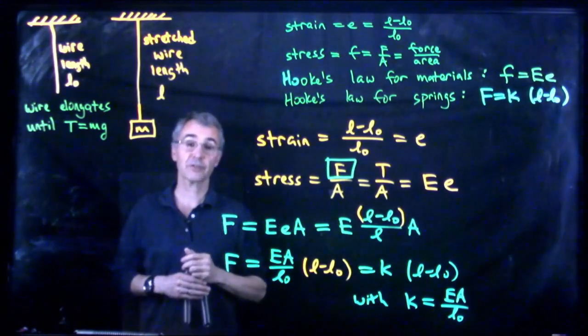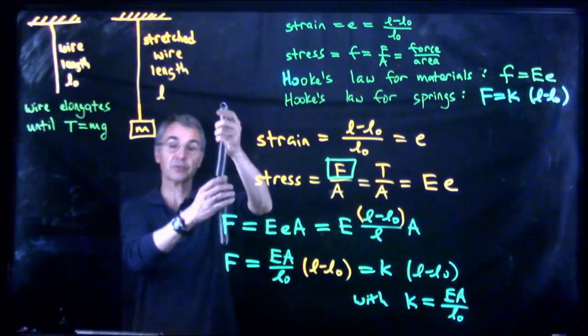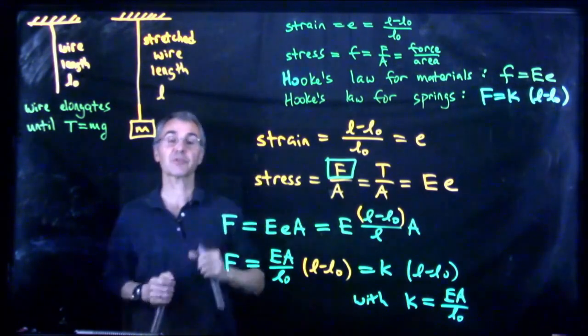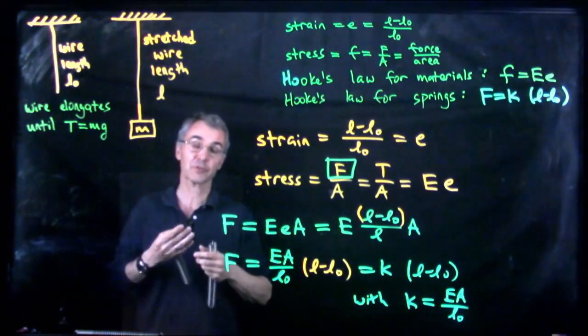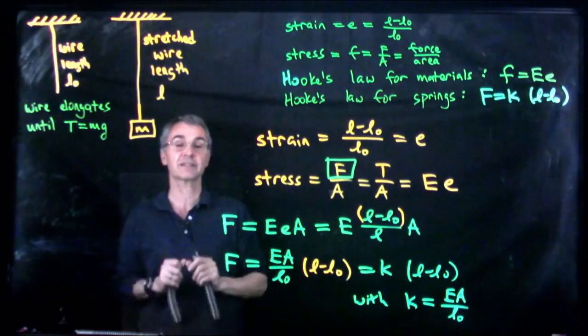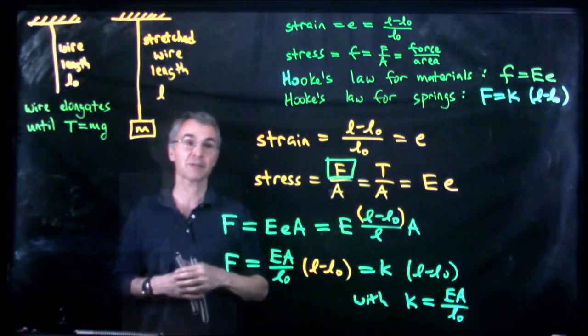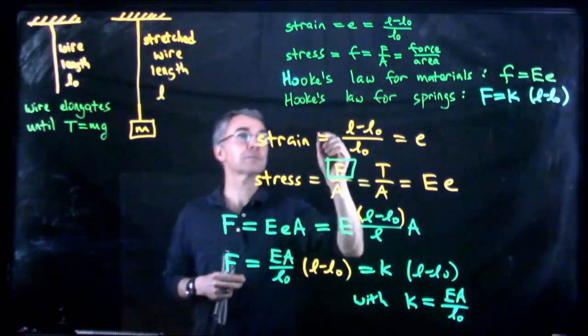As a digression to this digression, if you take 2 springs and put them end to end, then the reciprocals of their spring constants add. So the reciprocal of the combined spring constant is the sum of the reciprocals of the individual spring constants. I'm not even going to write that down because the main point I wanted to talk to you about here is simply Hooke's law for elastic materials.